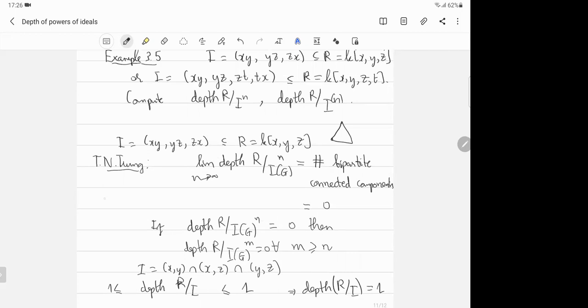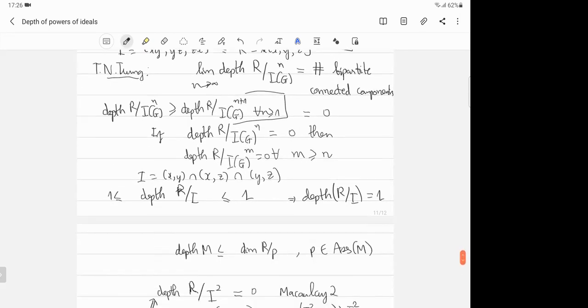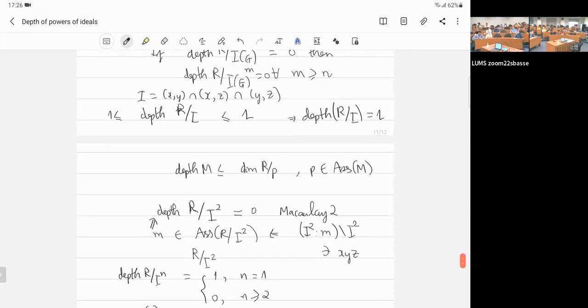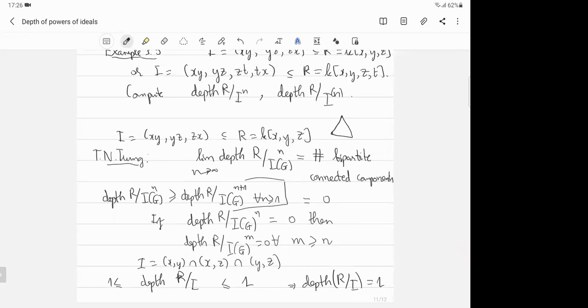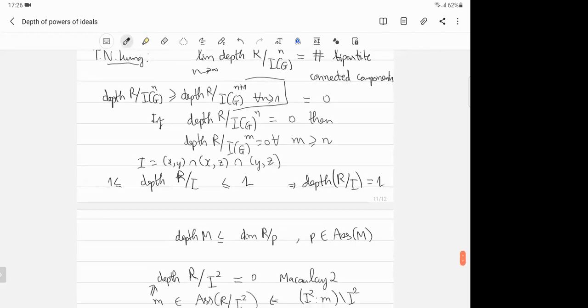In fact, many people study this question: whether depth is a decreasing function. But I think this is still open. There is a class of ideals for which the depth remains the same with the increase of the power.